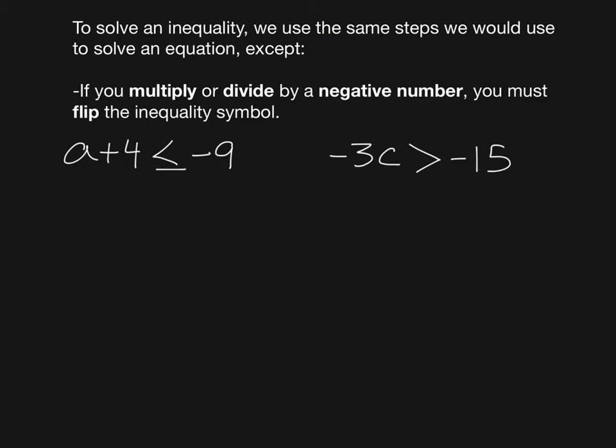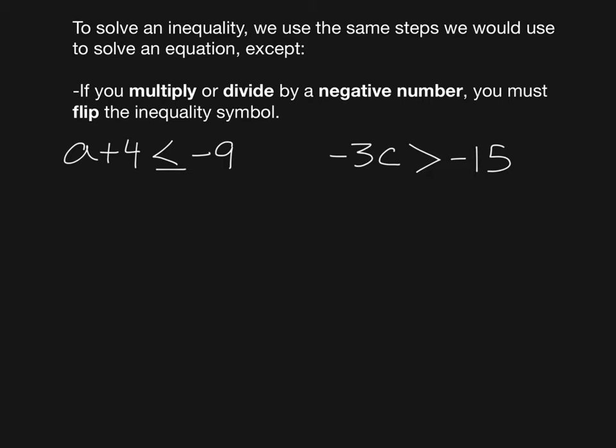Just like we saw in the last problem, to solve an inequality, we use the same steps we would use to solve an equation, except there's one big exception. If we multiply or divide by a negative number while we're solving the inequality, you must flip the inequality symbol.